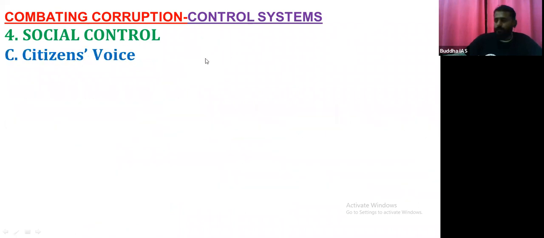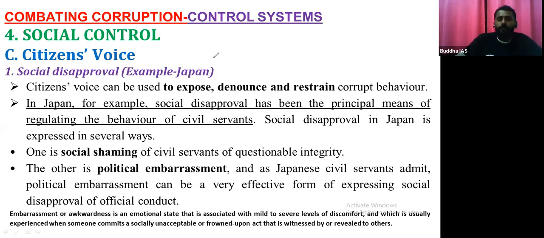Next, citizen voices. So what do you understand by citizen voices? Are they capable of curbing the corruption? Let us see one by one. When are social approval or citizen voices effective? When are they ineffective?